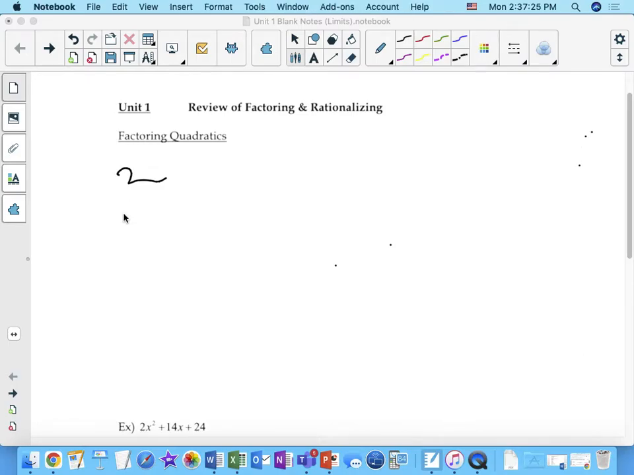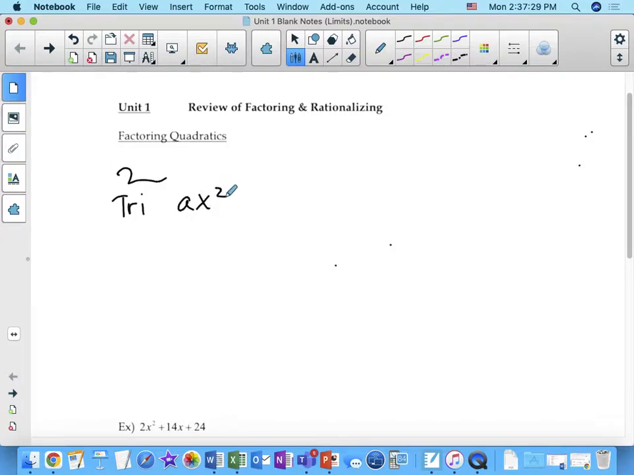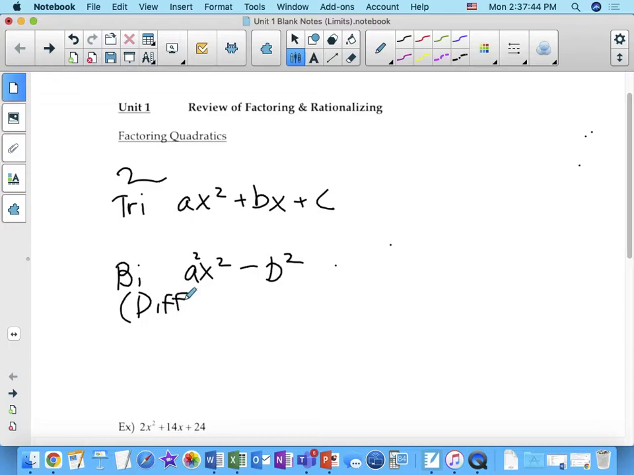With quadratics, you're going to have a trinomial of the form ax squared plus bx plus c, or a binomial, which is a squared x squared minus b squared. Okay, and this is a difference of squares.